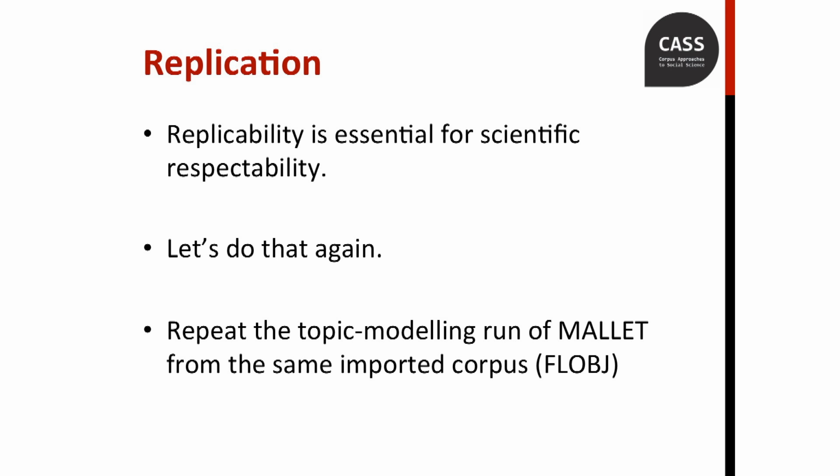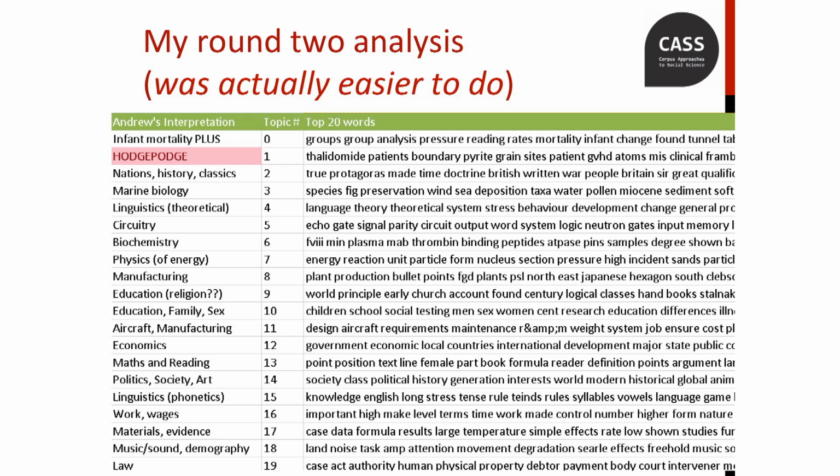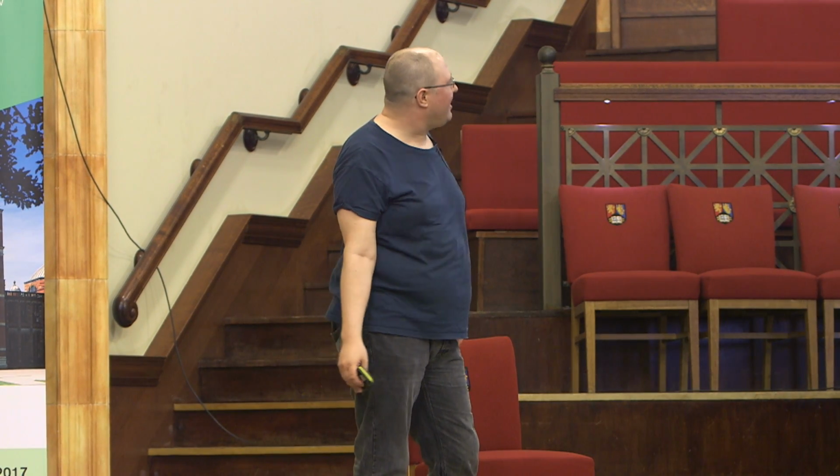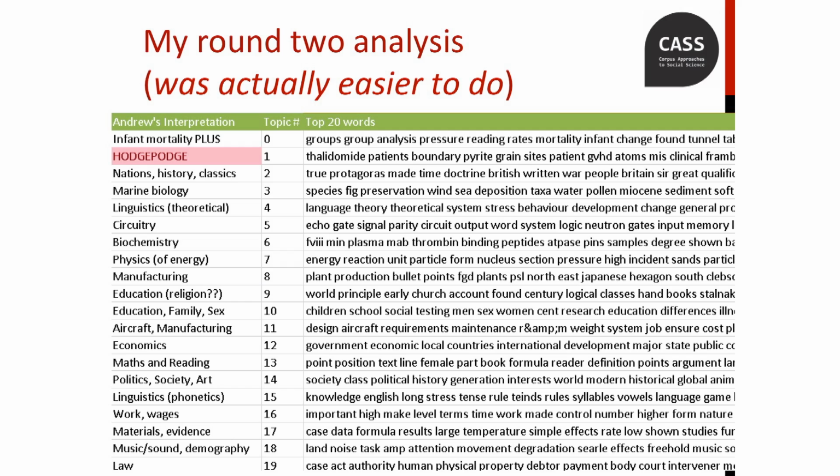I repeated the topic modeling run of Mallet from that same imported corpus. And I copied the top 20 words into the topic analysis, and I found this time that I had 19 topics that were easily interpretable. So infant mortality plus miscellaneous others, nations, history, classics, marine biology, theoretical linguistics, circuitry, biochemistry, and so on. And one hodgepodge that I couldn't interpret. Thalidomide, patient, boundary, so maybe medicine, but also pyrite grain sites, so anyway.